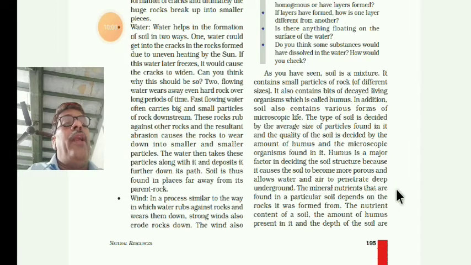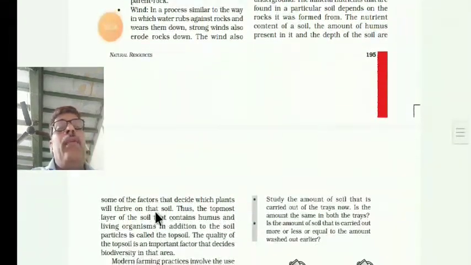The mineral nutrients found in a particular area's soil depend on the rocks it was formed from. The nutrient content of the soil, the amount of humus present in it, and the depth of the soil are some of the factors that decide which plants will thrive on that soil. Thrive means to flourish in that soil.